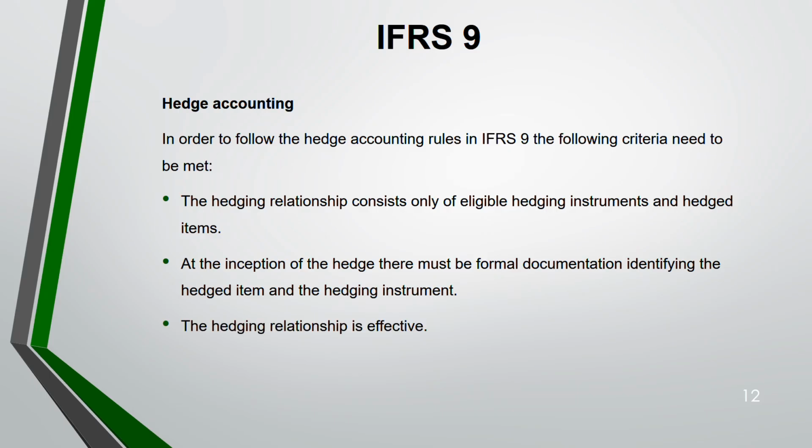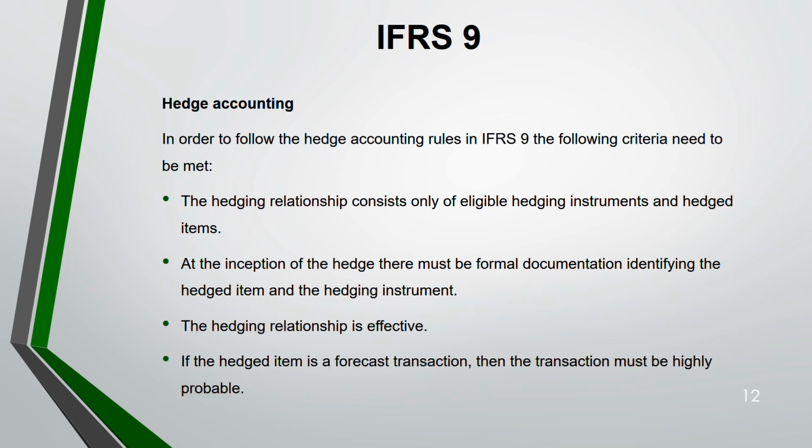The hedging relationship must be effective. Now in the exam they will tell you that also: the hedging relationship is ineffective or effective. If it's effective, use hedge accounting. If ineffective, can't use hedge accounting. If the hedged item is a forecast transaction, then the transaction must be highly probable. Remember, you are entering into a hedging transaction only to hedge something that you are forecasting will happen, and it's highly probable also.